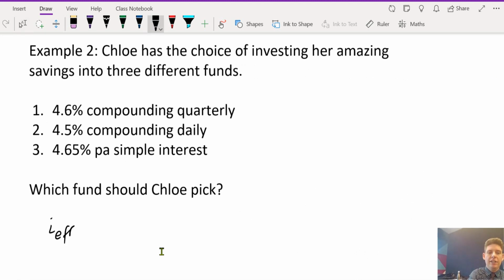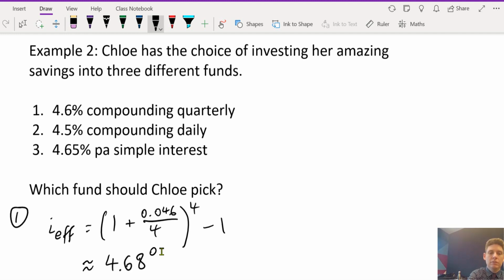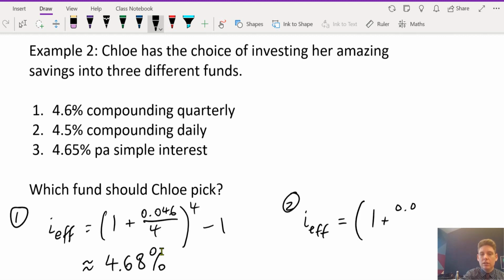So I'm going to calculate the effective rate. Divide it by 100, divide it by 4 because it's quarterly, to the power of 4, minus 1. Second one: 0.046. And this is daily. So it is approximately 4.6%.